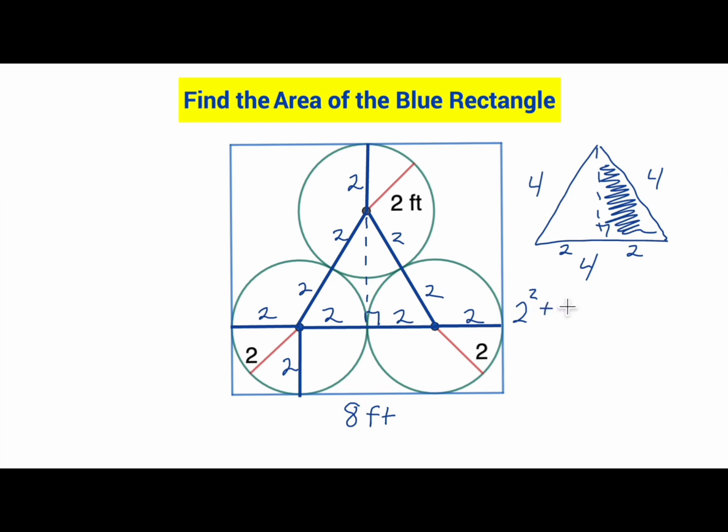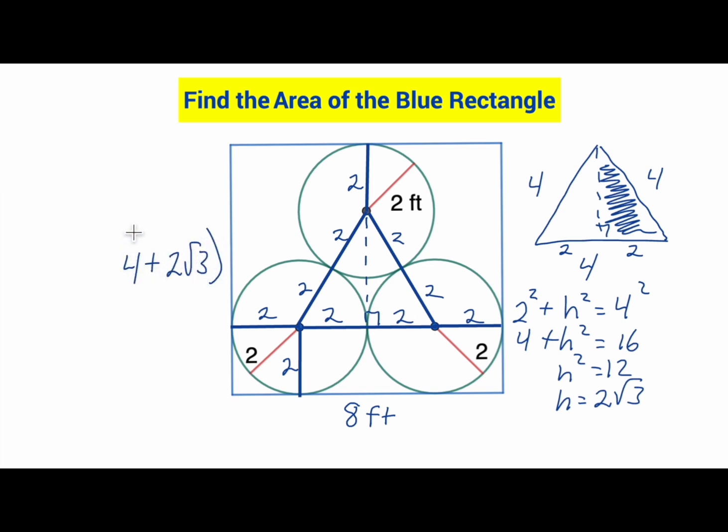2 squared plus the height squared is equal to 4 squared. 4 plus h squared equals 16. h squared equals 12. h is going to equal 2 root 3. So this dotted line is 2 root 3, plus the 2 on the top and the 2 on the bottom. That is going to be 4 plus 2 root 3, which is my width.